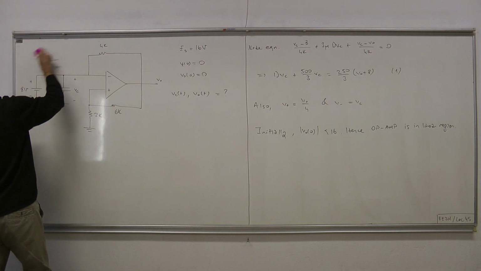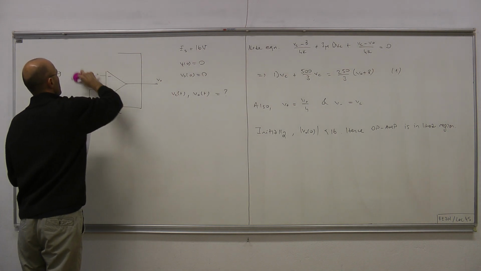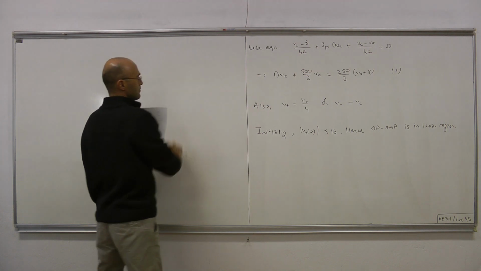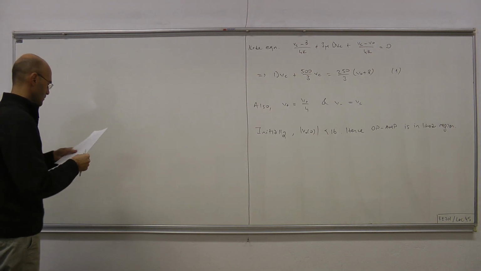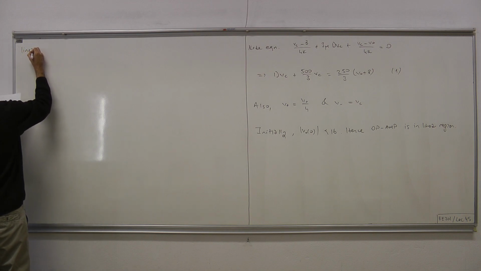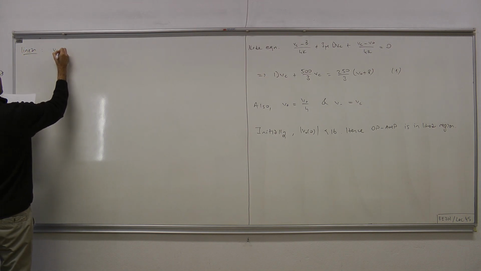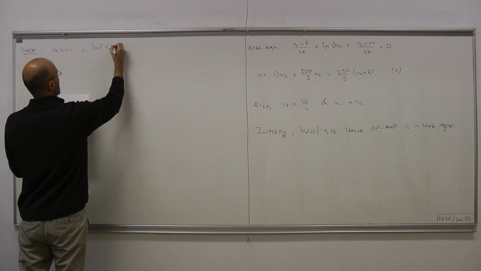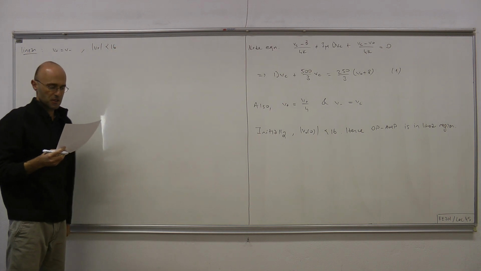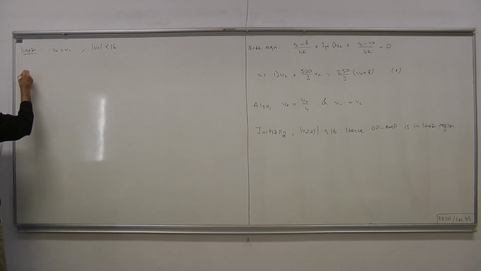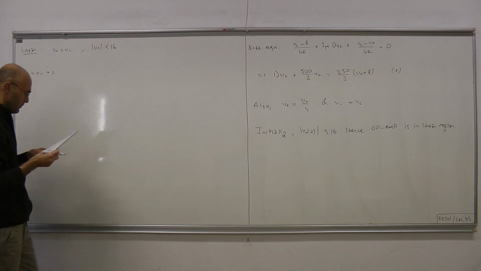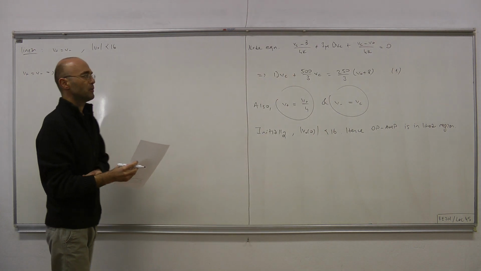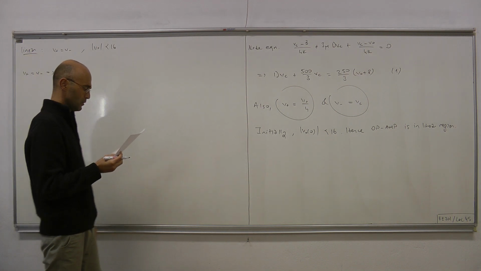So let's begin our analysis. Since the op-amp is in linear region, we have V plus equals V minus, and we have to have that the magnitude of the output must be less than 16. So V plus equals V minus implies, here we have V plus, here we have V minus. That gives us a linear relation between the output voltage and the capacitor voltage.